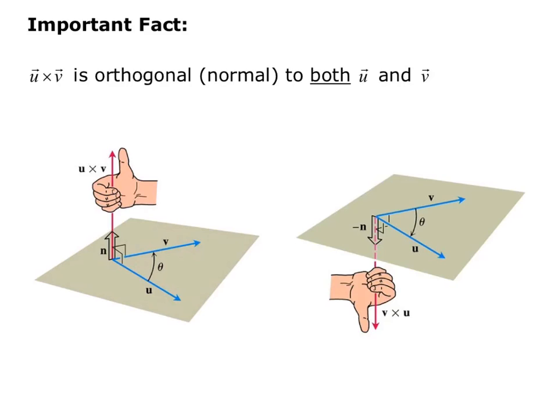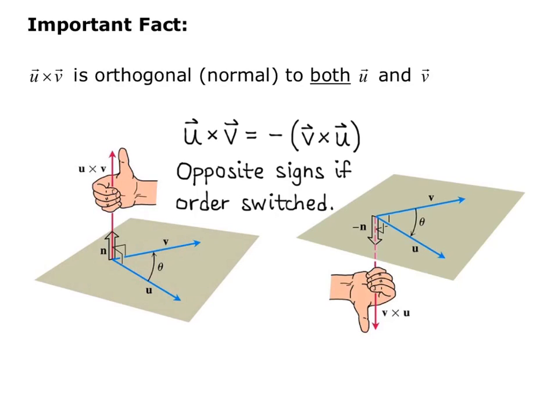So what we can see from this right-hand rule is that u cross v equals negative v cross u. This is really important as well because you get opposite signs if the order is switched. So u cross v and v cross u are not the same, they're opposite signs.